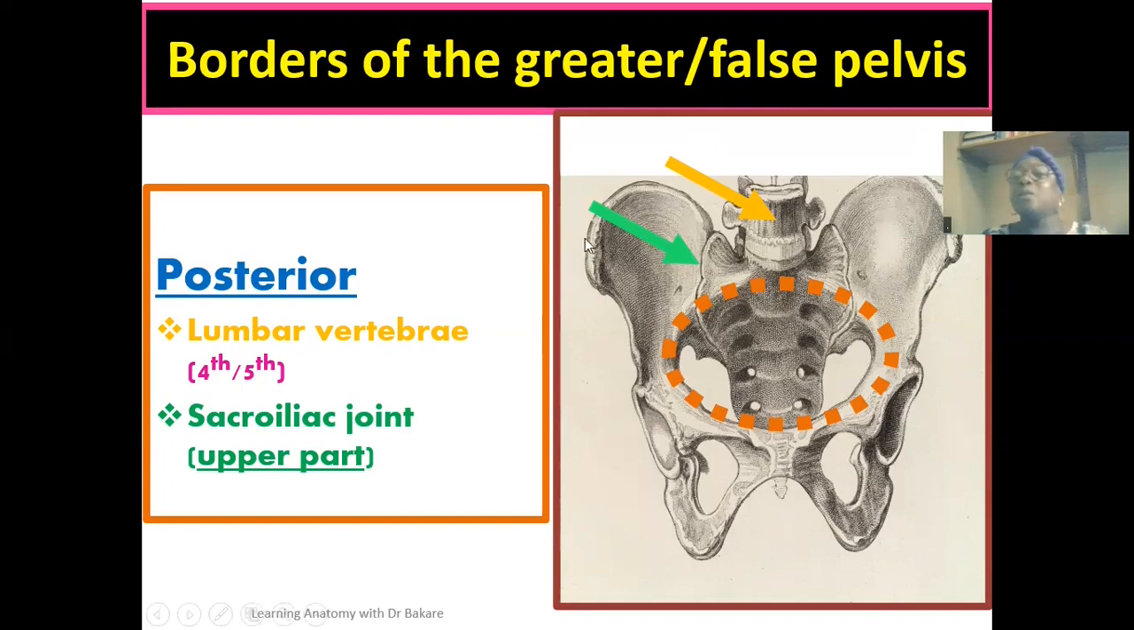false pelvis. But specifically, it is the upper part of the sacroiliac joint that forms this alignment. If you go back to the lower part of the sacroiliac joint, you see that it forms the posterior border of the lesser pelvis at the inferior part. So it is the upper part of the sacroiliac joint that contributes to the posterior alignment of the greater pelvis or the false pelvis.